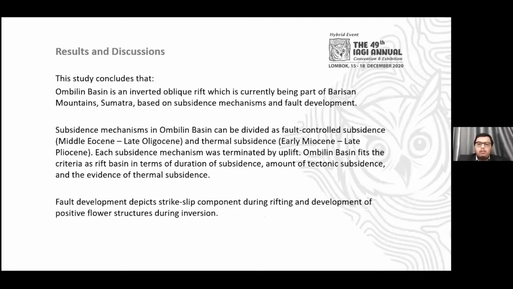As a conclusion, based on our consideration of the subsidence mechanisms and fault development, we would like to regard Ombilin Basin as an inverted oblique rift. And Ombilin Basin is actually a nice example for studying basin evolution, because we can see the fault evidence both at the surface in the geomorphology, and also in the subsurface.